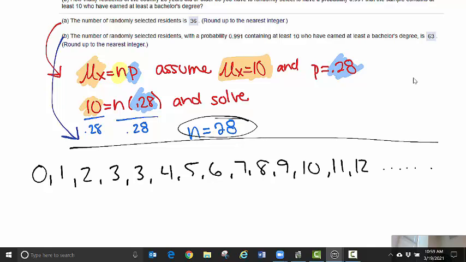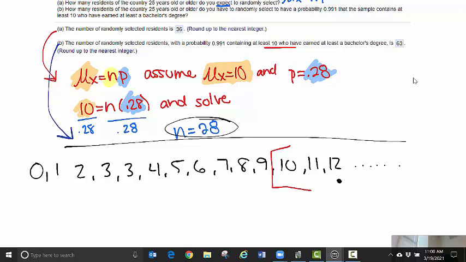All right, and these are all the things that could happen. You survey 2 people, okay, and 0 of them have a degree, 1 of them has a degree, or 2 of them have a degree. Maybe you surveyed 12 people and 0 have a degree, 1, 2, 3. These are all the outcomes up to however many people you survey. And what we want is the probability that at least 10 have a degree of however many we survey.